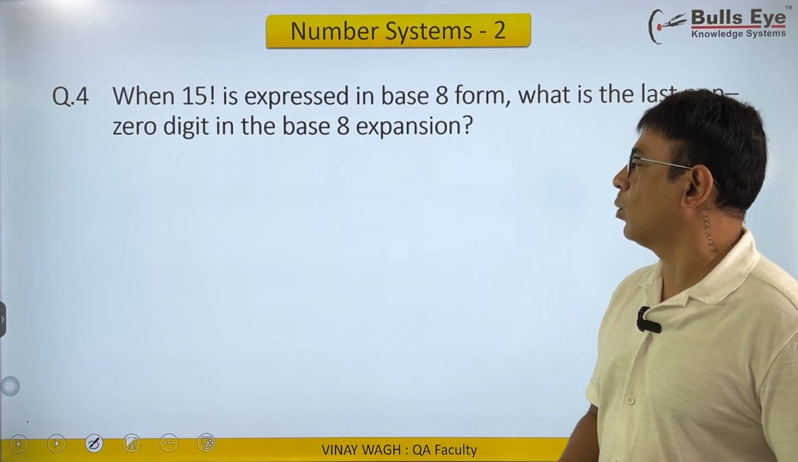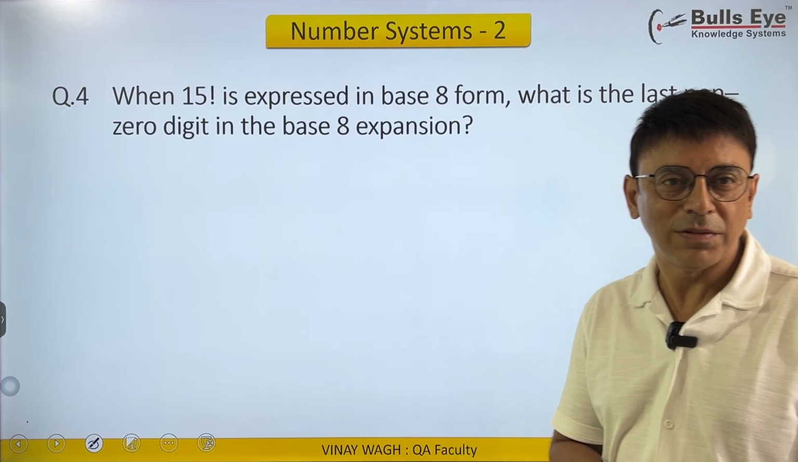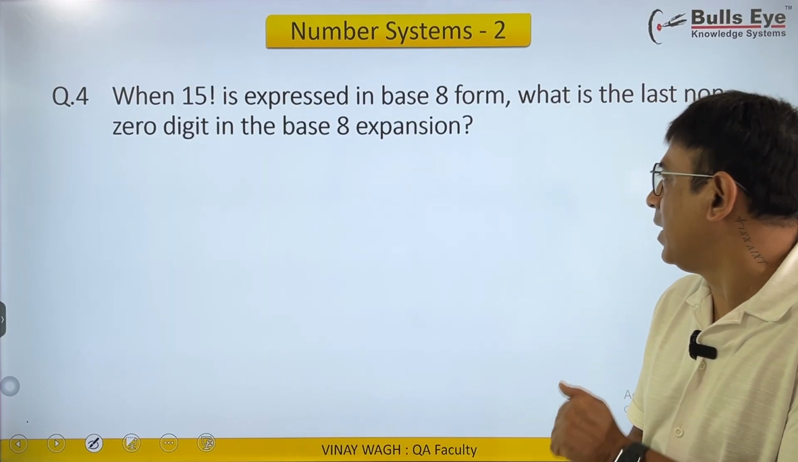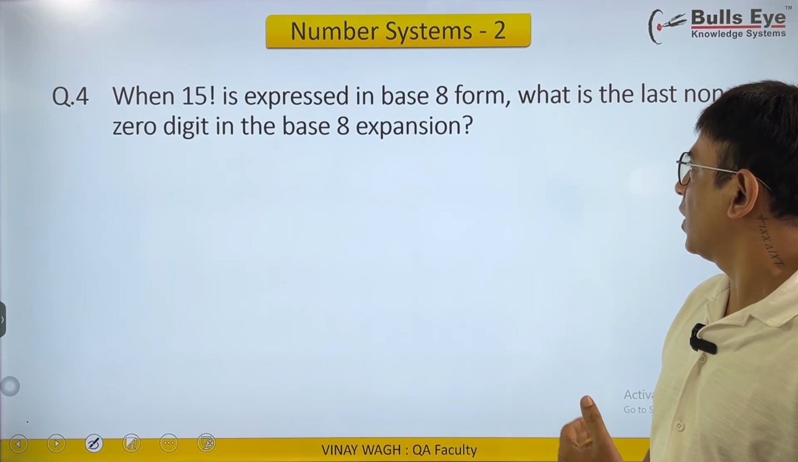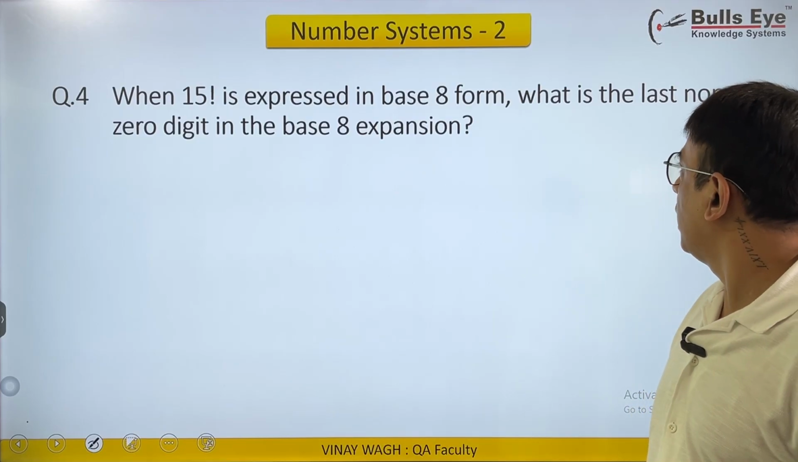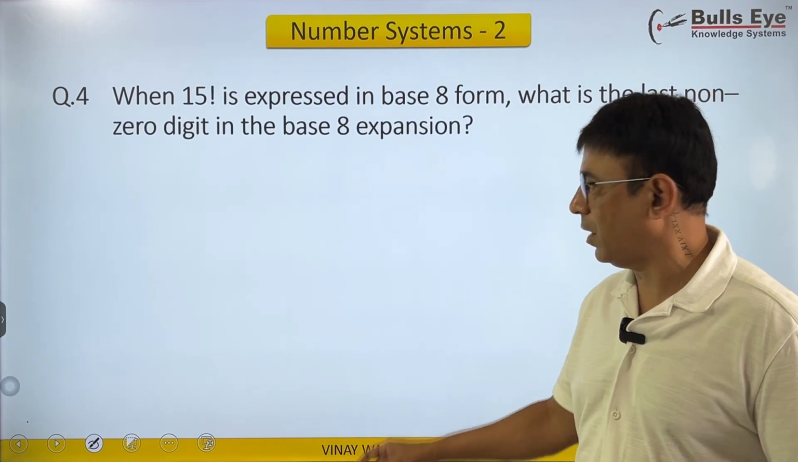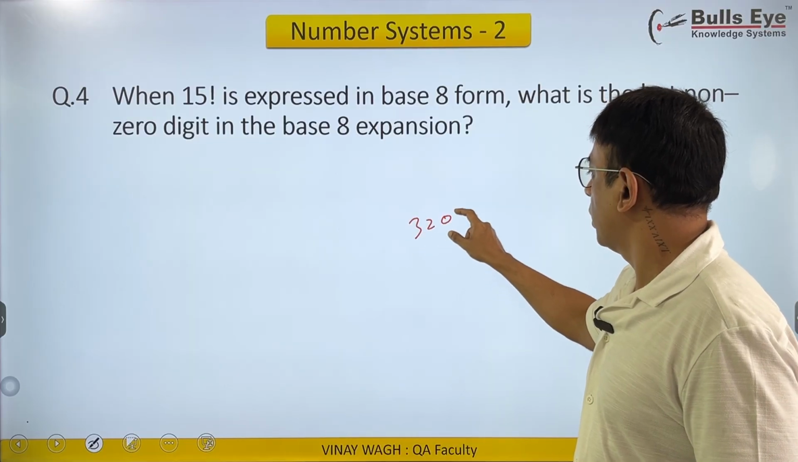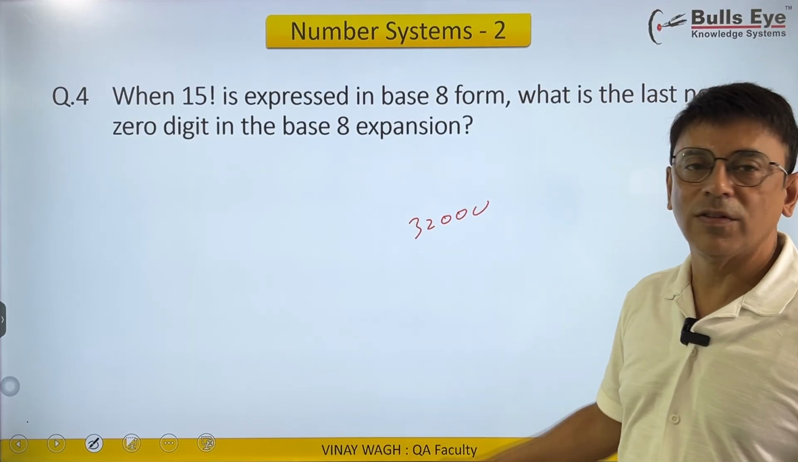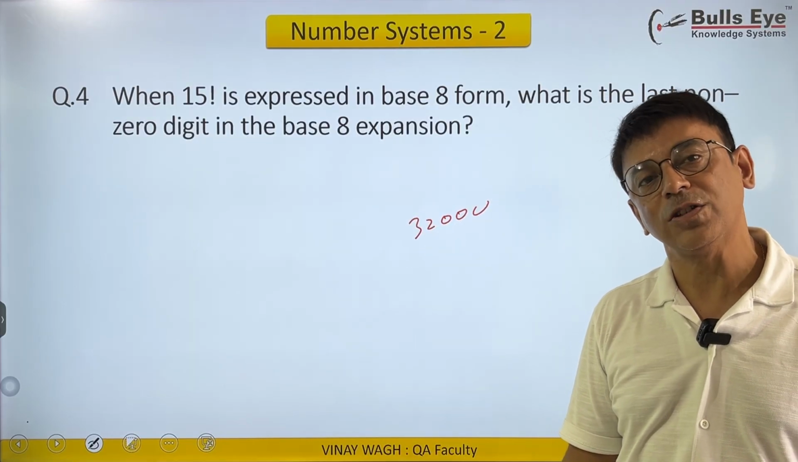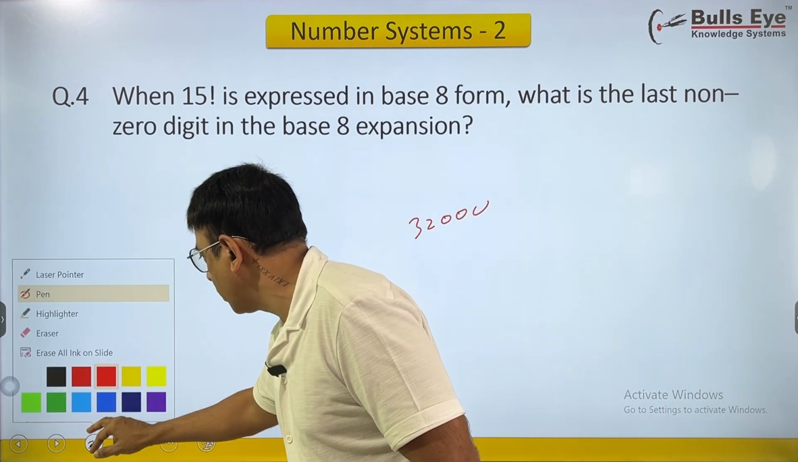Moving on to the fourth question. A factorial question in number system is almost mandatory. 15 factorial is expressed in the form of base 8. What is the last non-zero number? By last non-zero number, for example, 32,000. These are zeros and this is non-zero. So 2 is the last non-zero number. That's what the question wants.